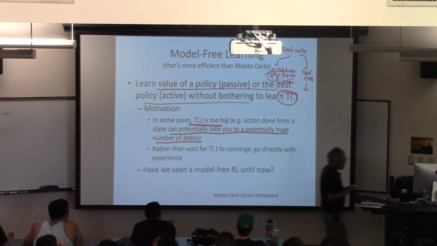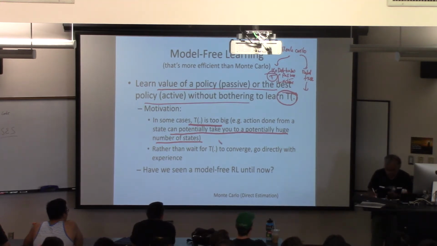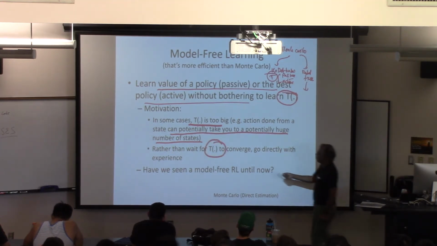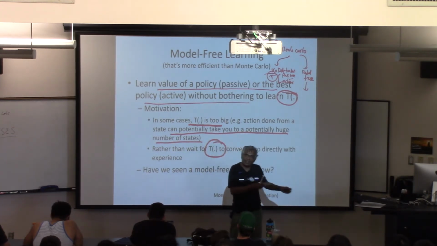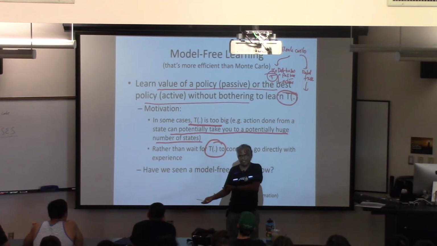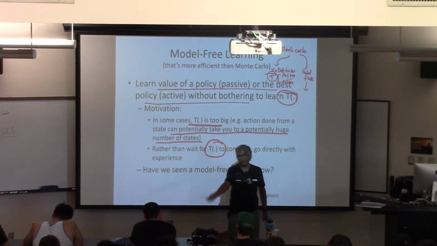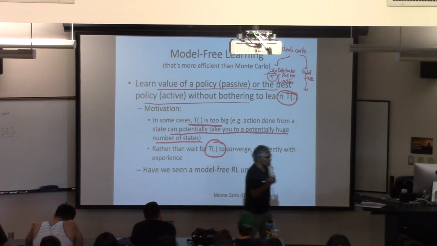Okay? So rather than wait for T to converge, in those cases, computing T can be harder than computing the V. Estimating T can be harder than estimating V. So you give up on estimating T and then go directly to estimate V. And of course, once you estimate V, you get pi. Okay, so that's model free.